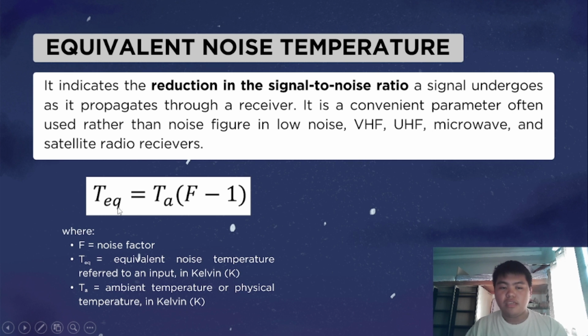We have T sub EQ is equal to T sub A times the quantity F minus 1, where F is our noise factor, where T sub A is the ambient temperature or the physical temperature of the circuit in terms of Kelvin, and we have the equivalent noise temperature referred to an input that can be expressed as T sub EQ in terms of Kelvin. So these four are the main systems of analysis on how we'll understand noise in electronic communications.